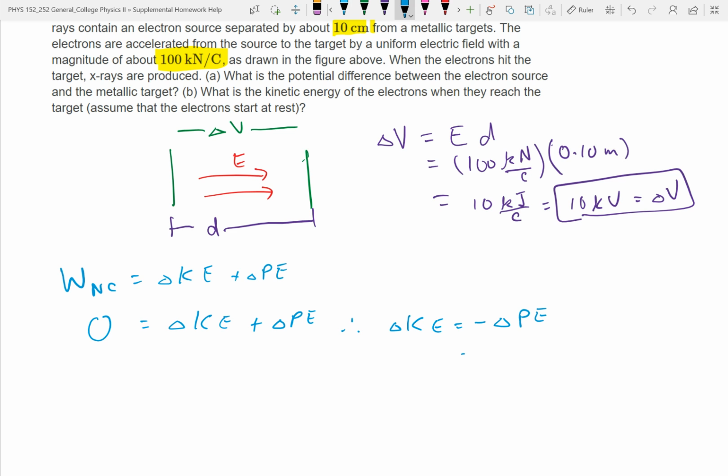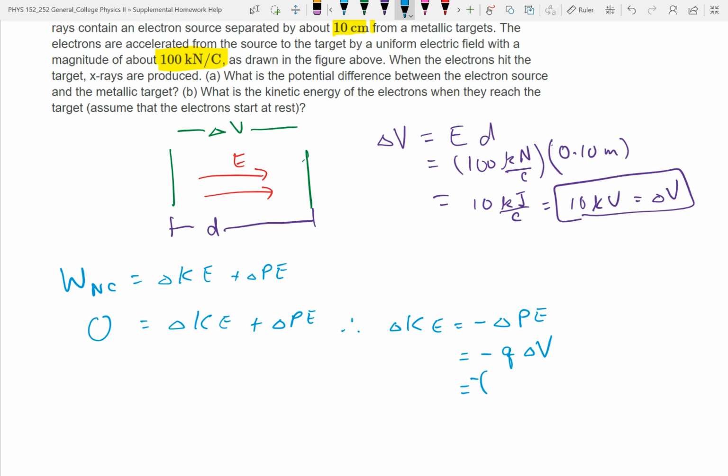So what's the change in potential energy? Sorry, the kinetic energy is one half m v squared. The change in potential energy comes from the definition of voltage. We define the voltage difference as the change in potential energy over the charge. So the change in potential energy has to be the charge multiplied by the change in voltage.